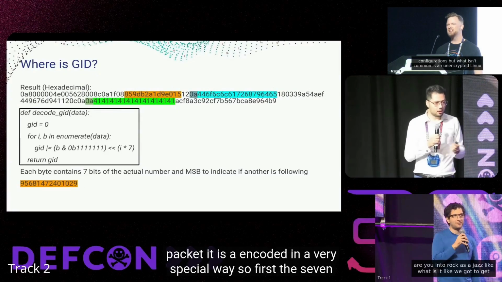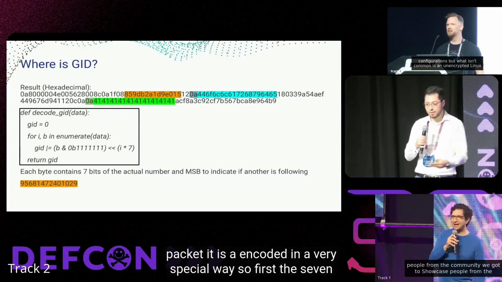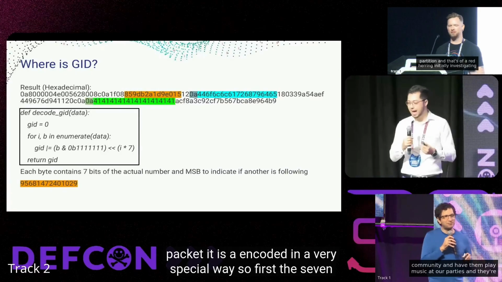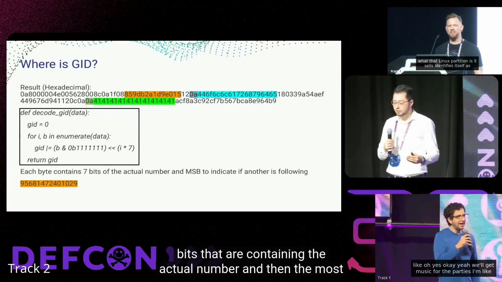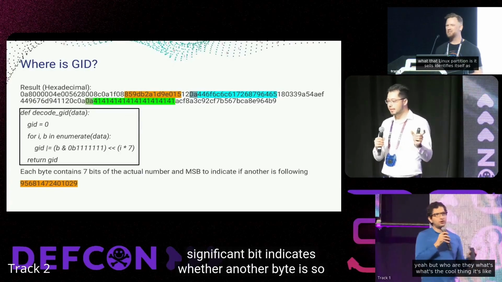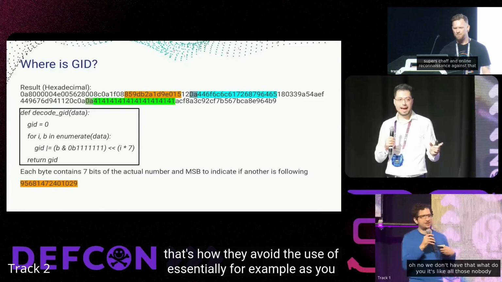But we do have a known value, and this is very important. If we have a known value, i.e. in the app, it told us at the very bottom, 1029, that's our GID. So we're looking for that. Eventually we discover it in the orange part in the packet.